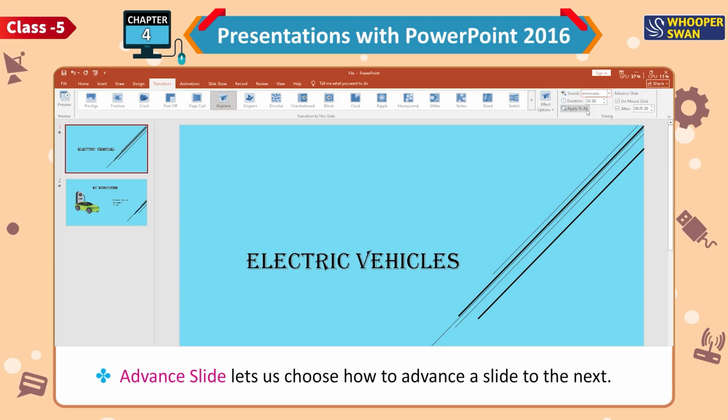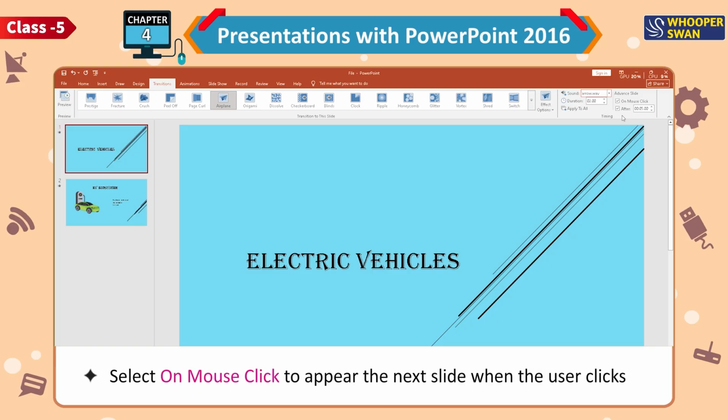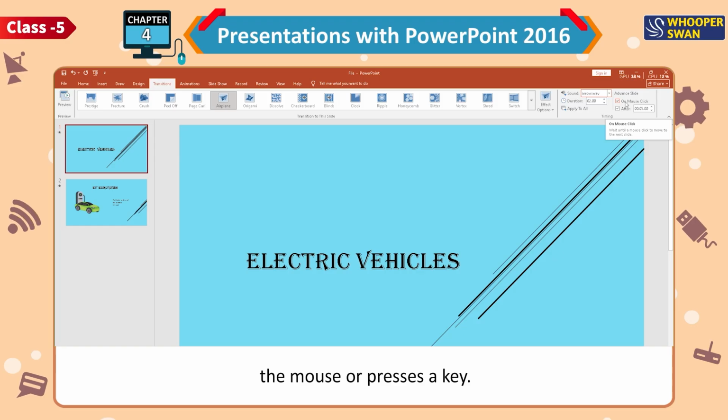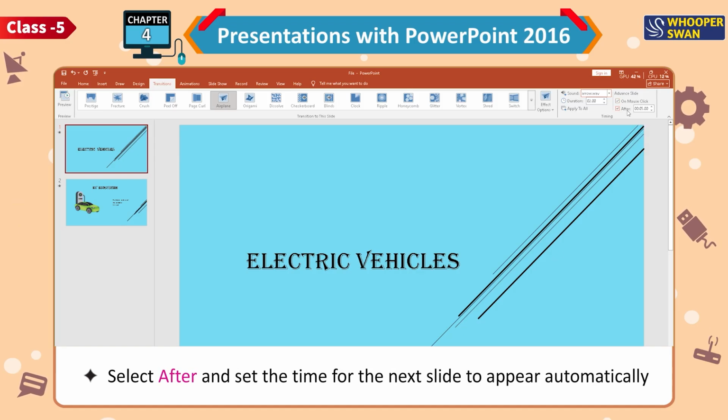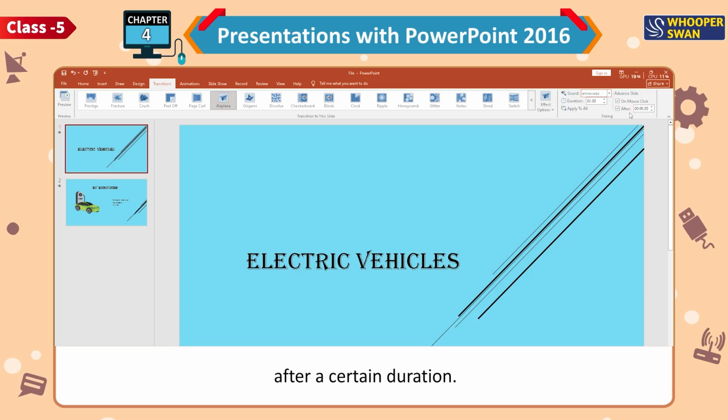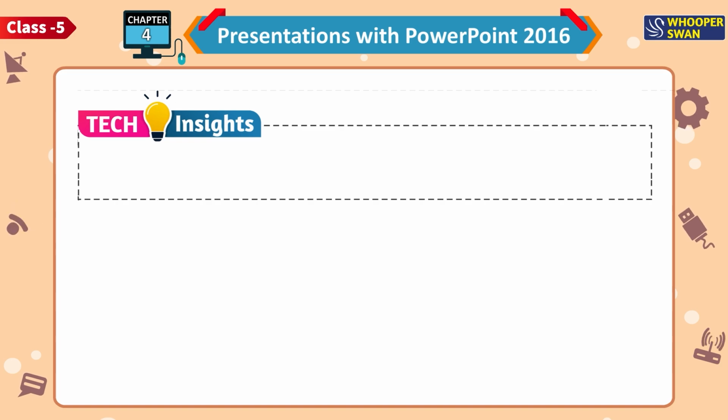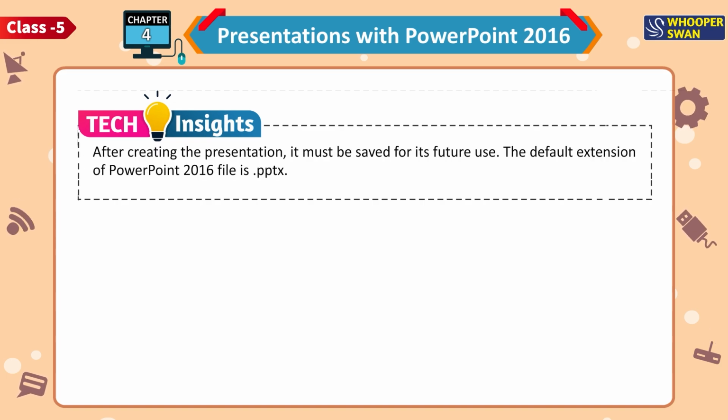Advance Slide lets us choose how to advance a slide to the next. Select On Mouse Click to make the next slide appear when the user clicks the mouse or presses a key. Select After and set the time for the next slide to appear automatically after a certain duration. Tech Insights. After creating the presentation, it must be saved for future use. The default extension of a PowerPoint 2016 file is .pptx.